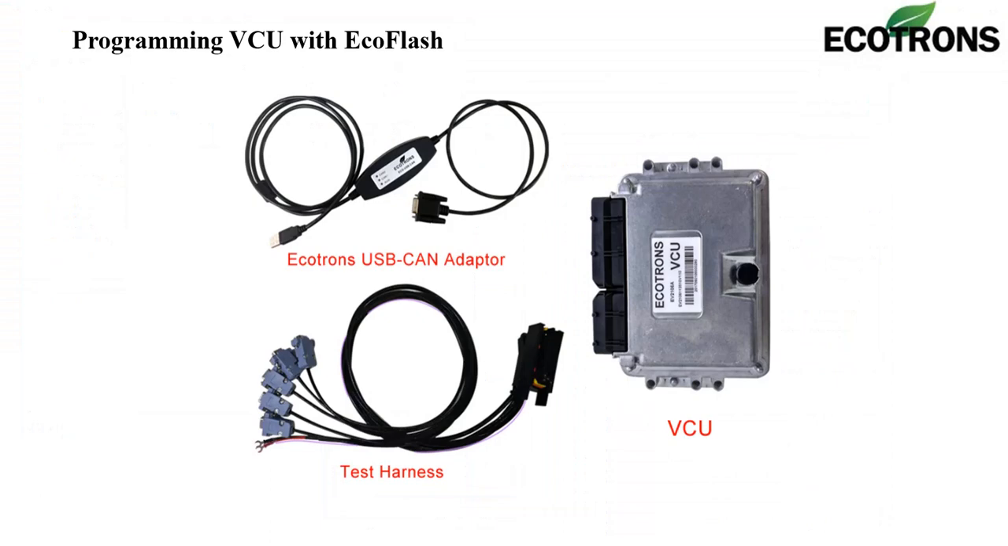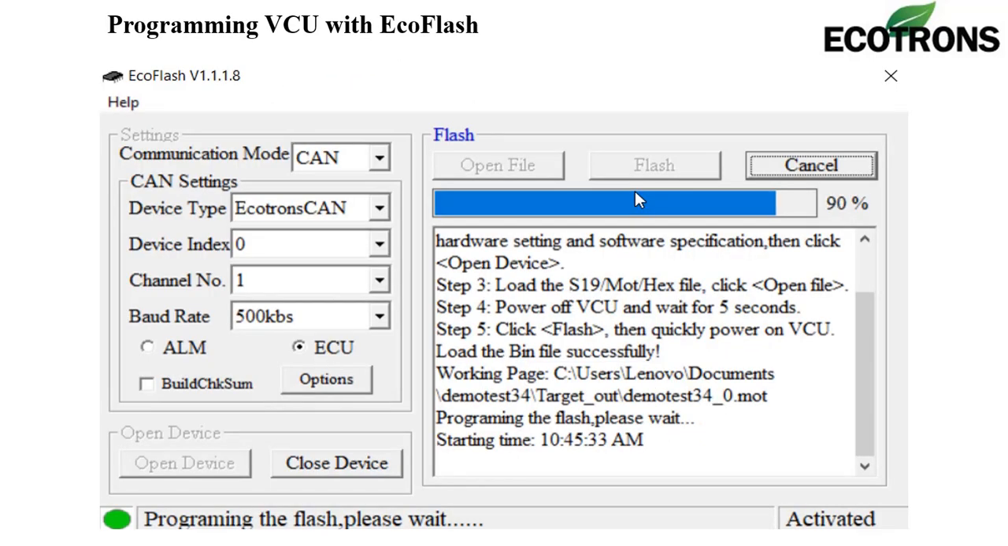Ecotrons offers test harness and USB CAN adapter for the purpose of VCU testing and evaluation for various VCU functions. The executable file can be flashed to the VCU using EcoFlash, which is a tool developed by Ecotrons. It supports various CAN devices such as Ecotrons CAN, Kvaser, and Peak CAN, etc.